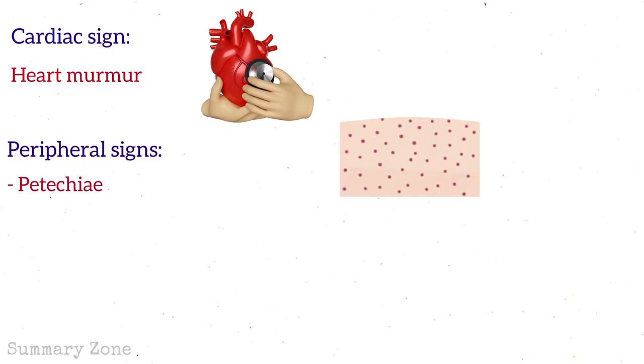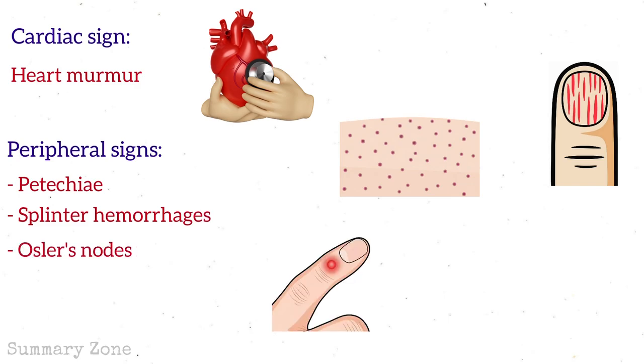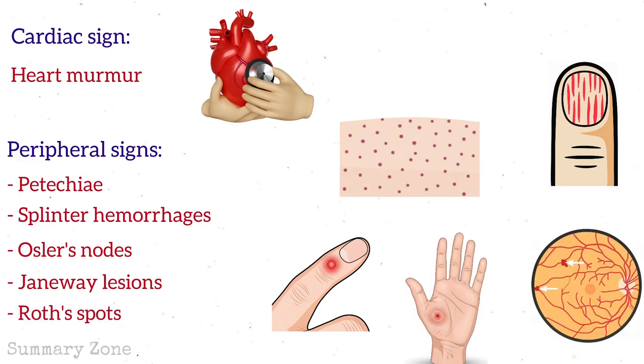Petechiae, tiny purplish-red spots on the skin, in the whites of the eyes, or on the mucous membranes. Splinter hemorrhages, small dark lines under the fingernails. Osler's nodes, tender, painful, reddish nodules on the pads of the fingers or toes. Janeway lesions, non-tender, reddish-pink, flat spots on the palms of the hands and soles of the feet. And Roth spots. These are hemorrhages in the retina that can only be seen during an eye exam.